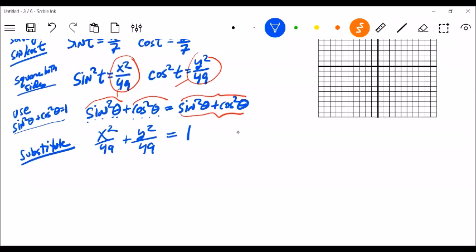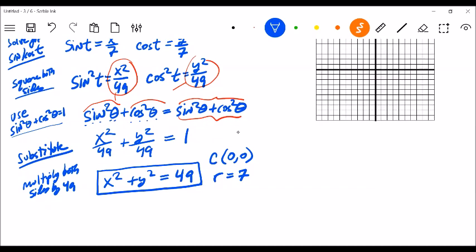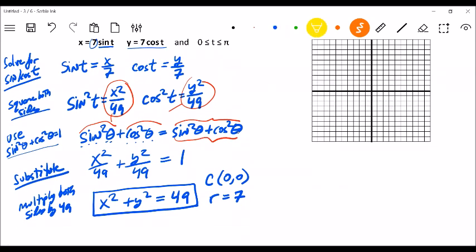Okay. I could have just put 1 at the original beginning part, but still I like to do that. Now we're going to multiply both sides by 49. We get x squared plus y squared is equal to 49. And we have an equation of a circle. That gives us some information. The center of the circle is 0, 0, and the radius is 7. So we can go and graph that using those two pieces of information.